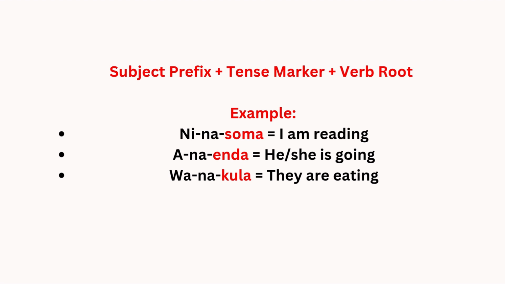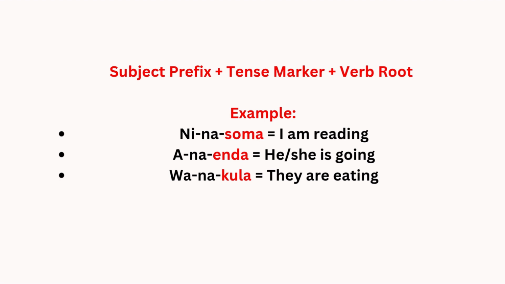Ninasoma. The second is the tense marker. Now, the tense marker shows the present, the tense at which the verb is being done. Remember the verb now is soma, read. Na means you're doing it right now, currently. So when you say ninasoma, you mean I am reading right now.